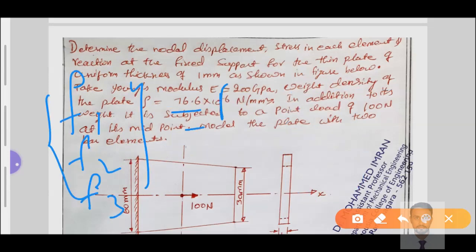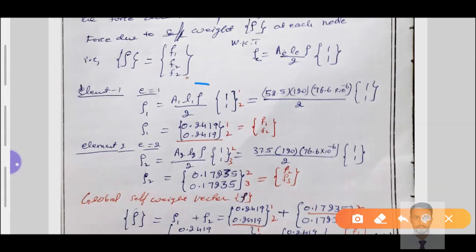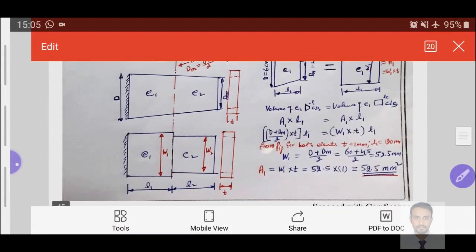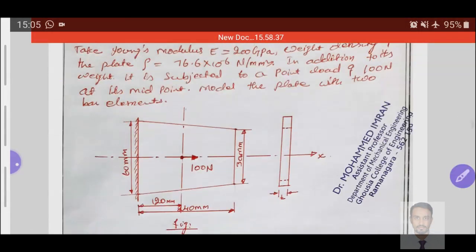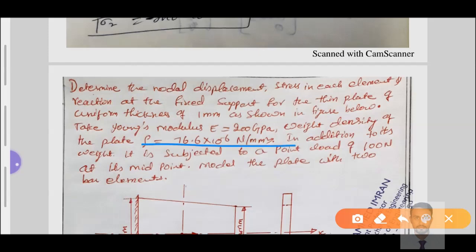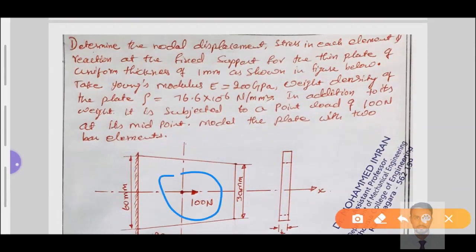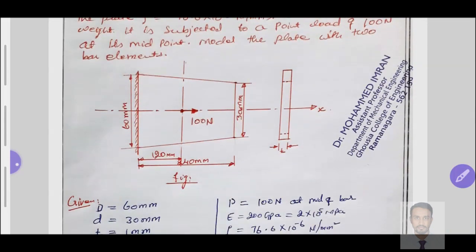Each node that is equal to this equation we will take to find the self weight load which is exerting on a member, on this element. Apart from that self weight, we are considering the load that has been applied at the mid node. Two types of forces are there. We need to add both forces, then we'll get the global force vector.